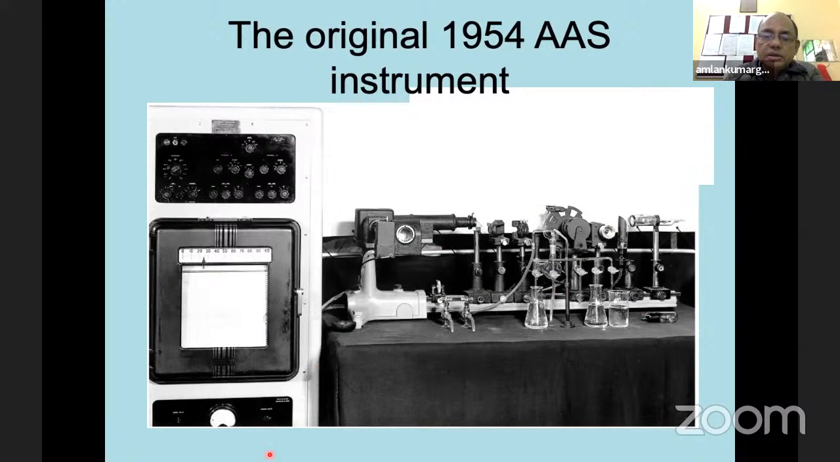And this is the detector. These are the controls. And here you have what you call the nebulizer, which sends that element into the flame over here. And here you have the flame. Here you have the hollow cathode lamp. I will come to that hollow cathode lamp. And here you have that flame.